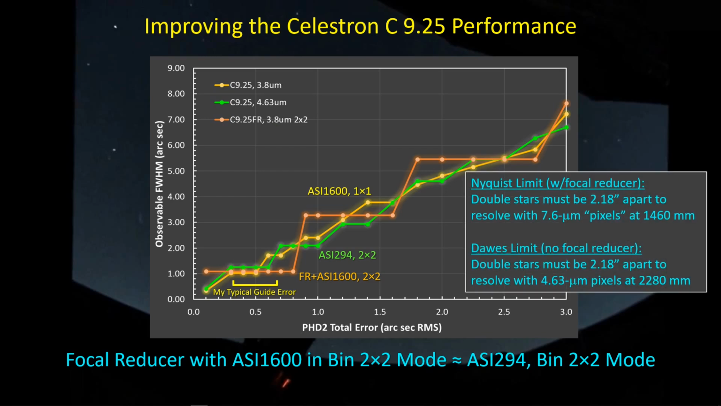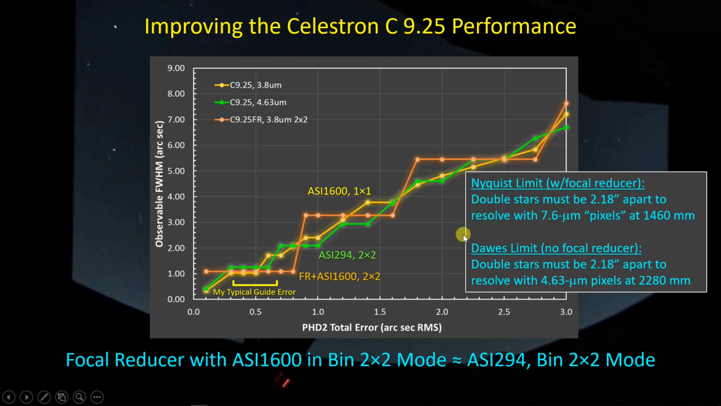Now the story in terms of resolution is a complicated one. In the case of using the focal reducer, the Nyquist limit controls and tells me the double stars must be 2.2 arc seconds apart in order to resolve them, whereas if I use the ASI 294 without the focal reducer, the double stars must be, surprise, surprise, 2.2 arc seconds apart in order to resolve them with the 2x2 pixels of the ASI 294. So in other words, I'm not doing anything to the resolution here. This is about what I'm getting right now.